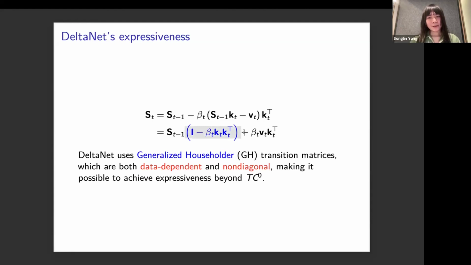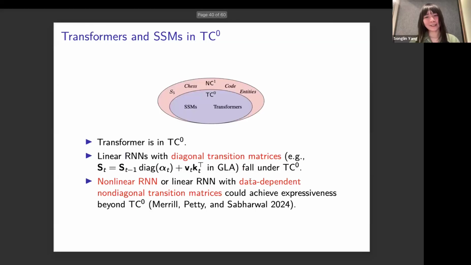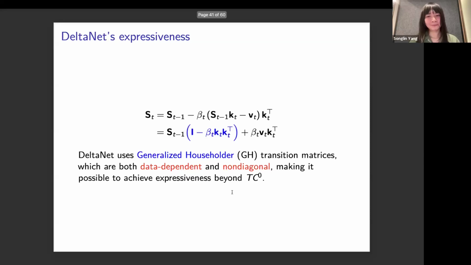And this transition matrix is data dependent because the keys are data dependent. This is of the form of identity minus low rank. It could be a diagonal matrix, but as long as this k_t does not equal the zero vector, it is no longer a diagonal matrix. So DeltaNet satisfies the necessary condition for its expressiveness to be able to go beyond TC0.